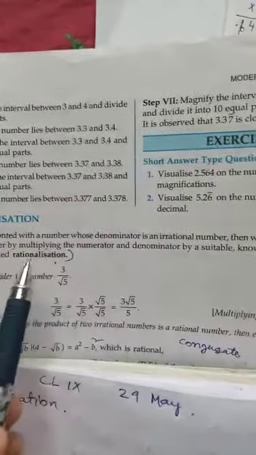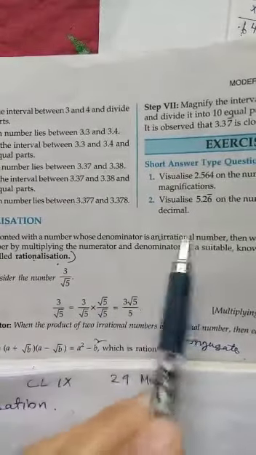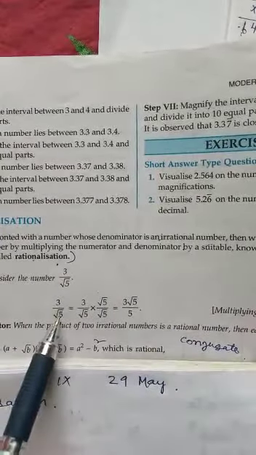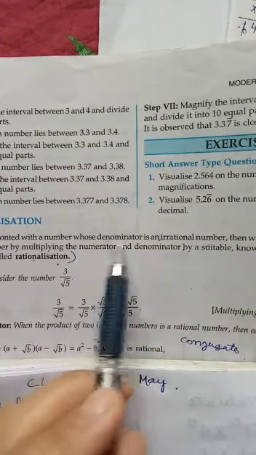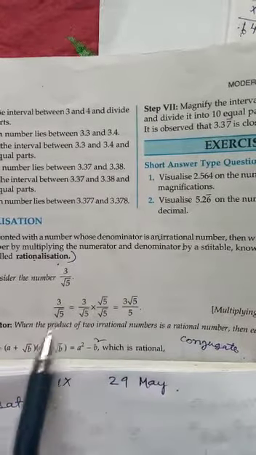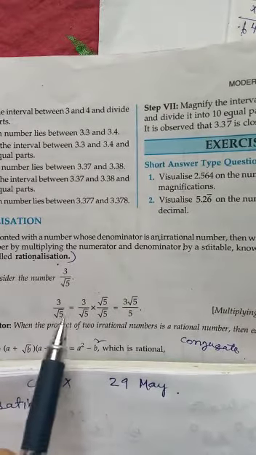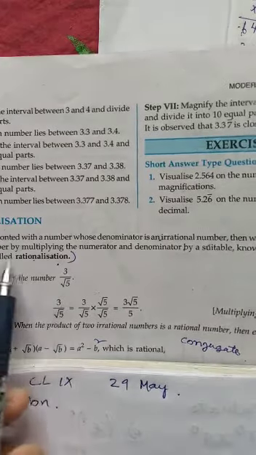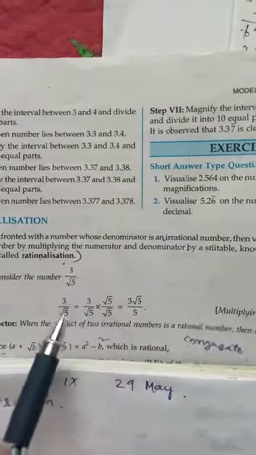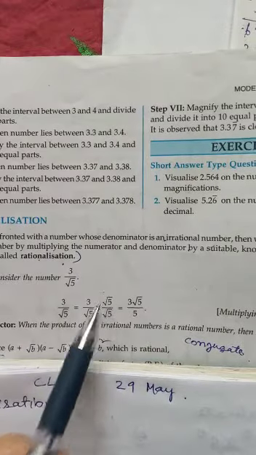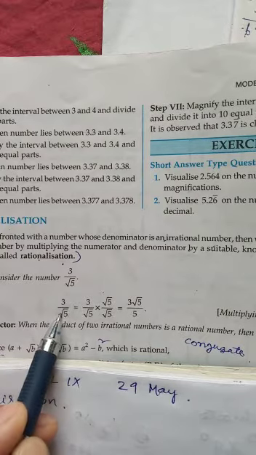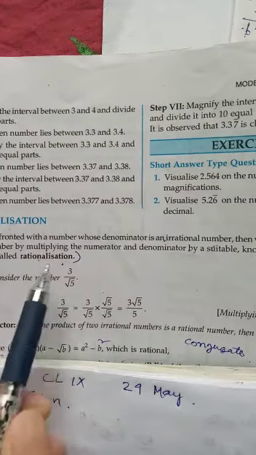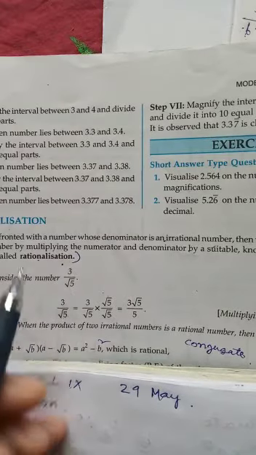Today, let us start with rationalization. Suppose you have an irrational number, like in this case. You have the denominator with a square root, whose denominator is an irrational number. That means it is inside the square root. Then what do we do? We will multiply both up and down in such a way that we will be able to remove this square root, this radical sign. That process we call rationalization.